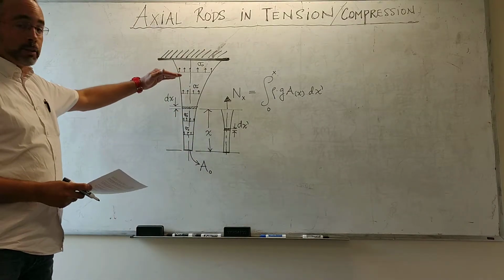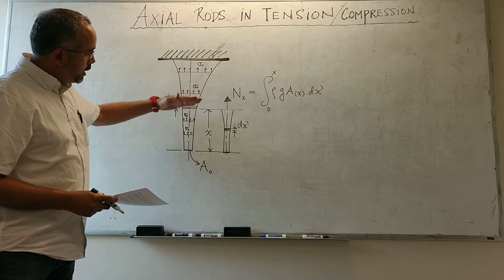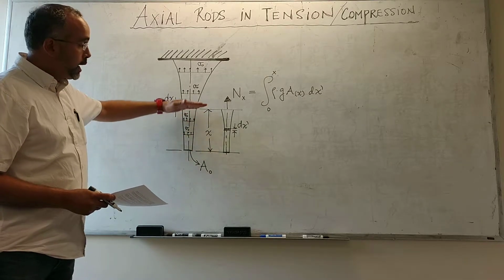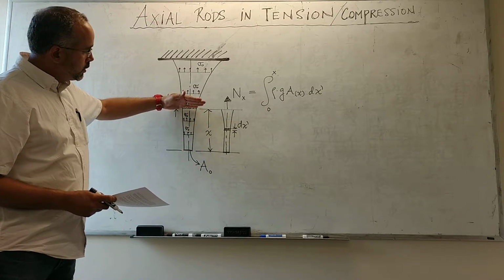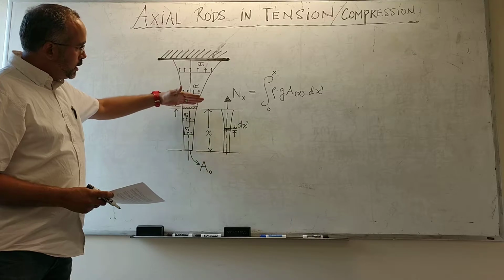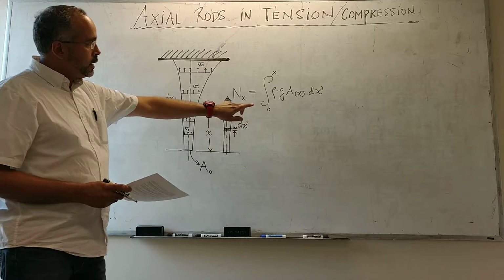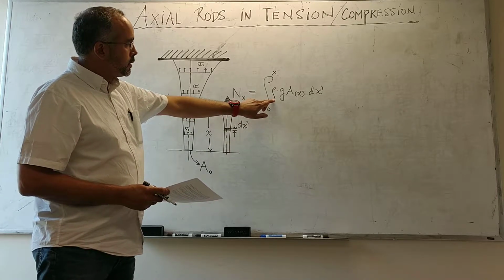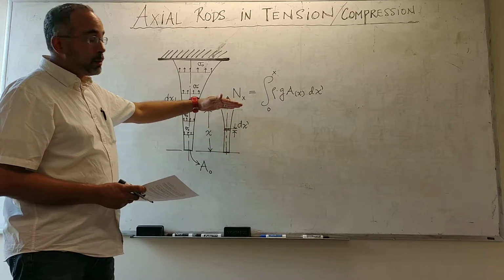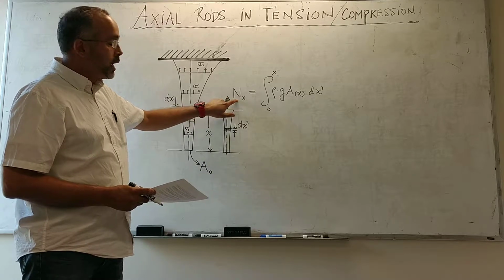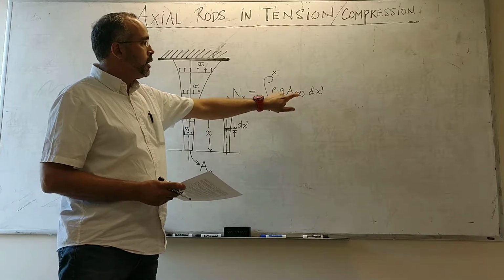Now the interesting part of this problem is that, as you cut at any distance x from the free end, the total weight of the part of the rod that is exerting a tension force at that section is an integral that depends on the variation of the cross-sectional area up to that point. So the axial force, N as a function of x, would be the integral from 0 to x of rho g A(x') dx'.